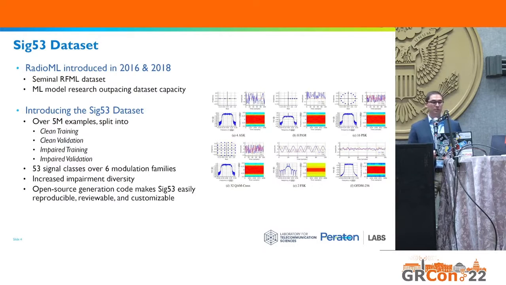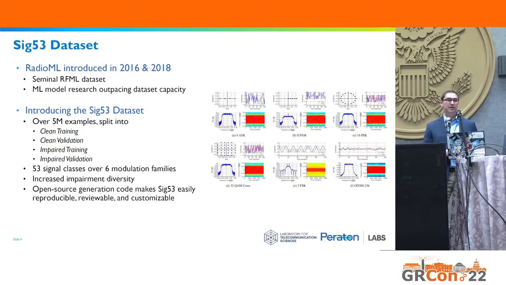So this leads us into the SIG53 dataset that we'd like to introduce. The SIG53 dataset is a new dataset primarily for RF machine learning tasks that has over 5 million data samples or data examples that we pre-split into 4 sub-datasets: clean training, clean validation, impaired training, and impaired validation. Part of this pre-splitting can really help with standardizing both collaborative and competitive performance comparisons from different architectures from different companies, different research institutions, et cetera.